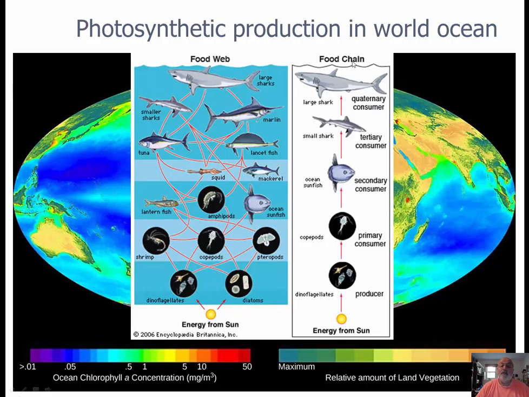Here's a food web and a food chain. Food chain actually just showing you the energy from the sun going through a straight line, and energy from the sun kind of going to there, to there, to there, to there, to there.